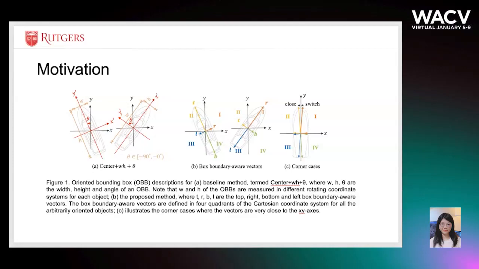In practice, we observe corner cases, as shown in Figure 1c, where the vectors are very close to the boundary of the quadrants. It would be difficult for a network to differentiate the vector types. To deal with this problem, we group the oriented bounding boxes into two categories and handle them separately. Specifically, we have two types of boxes: horizontal bounding boxes, HBB, and rotational bounding boxes, RBB.